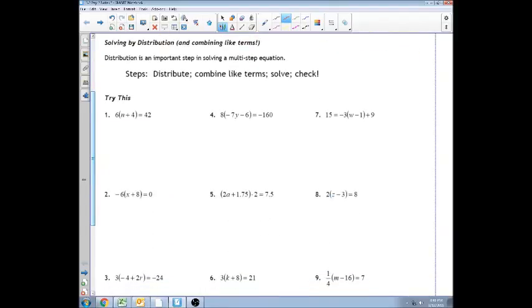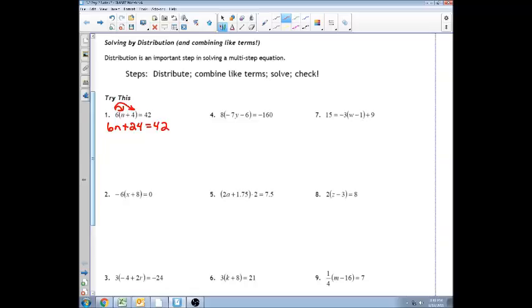Let's go ahead and try number 1 together. I have 6 times the quantity n plus 4 is equal to 42. I would check inside the parentheses first. There's nothing I can do with n and 4, so I'm going to distribute. That would leave me with 6n plus 24 is equal to 42.